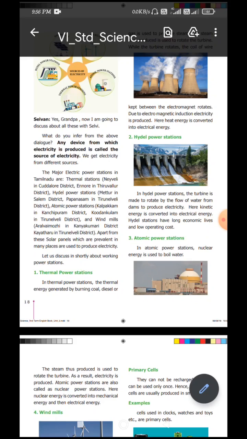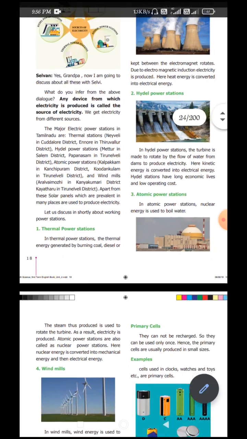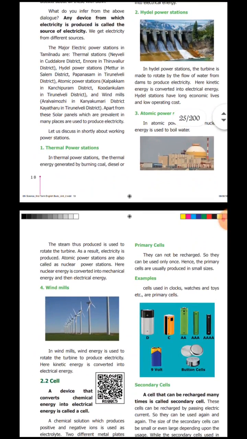Have you understood, children? Which are the major electric power stations in Tamil Nadu? Okay, let us discuss briefly how each power station works. First, let us see the thermal power station. What is meant by thermal? It is related to heat.